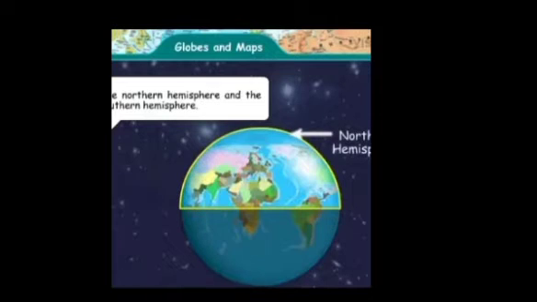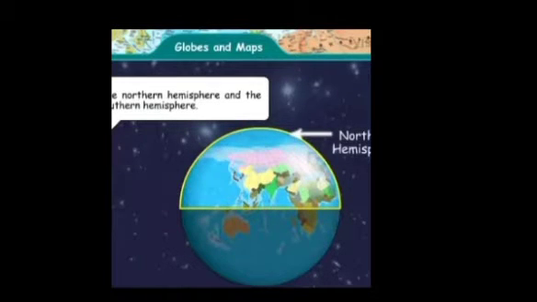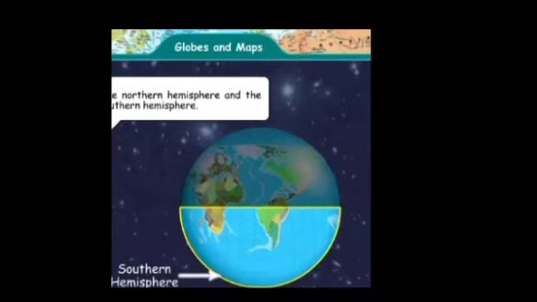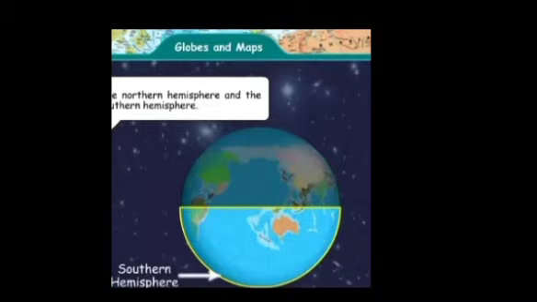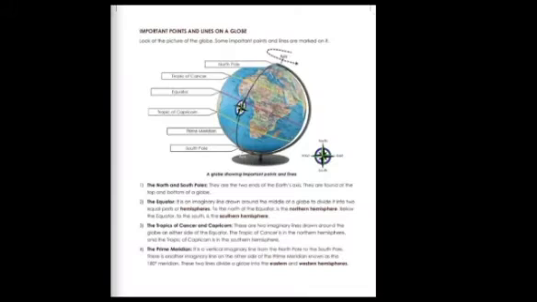The Earth is divided into two hemispheres, the northern hemisphere, and this is our southern hemisphere. To represent the earth, we use a spherical device called a globe. A globe is a three-dimensional representation of the earth rotating on its axis.